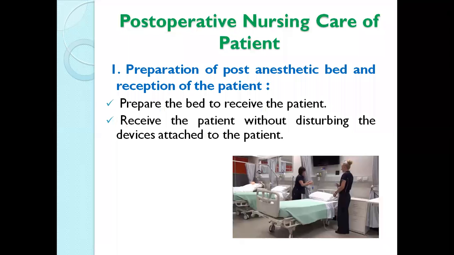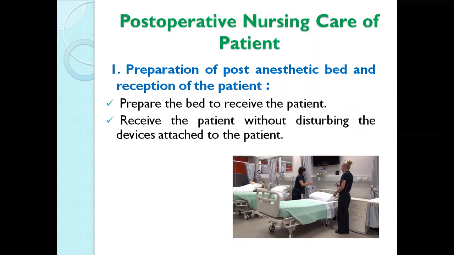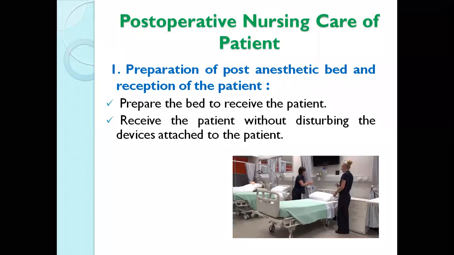So what is the nursing care which we will do for a patient after the surgery? First of all is the preparation of the post-anesthetic bed and the reception of the patient. Before a person comes back to the recovery room from the OT, we have to keep everything ready. Whatever machine is needed, we keep on the side. If we need monitoring equipment or fluids for giving to the patient, all those should be ready. We have to prepare the bed to receive the patient, and receive the patient without disturbing the devices, because when a patient comes to the recovery room, he might be attached with so many different forms of devices.